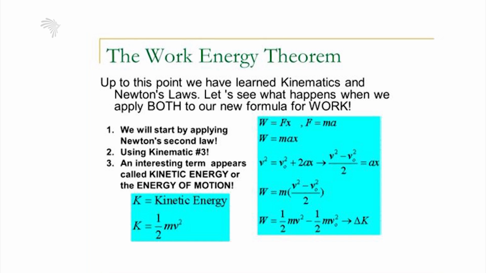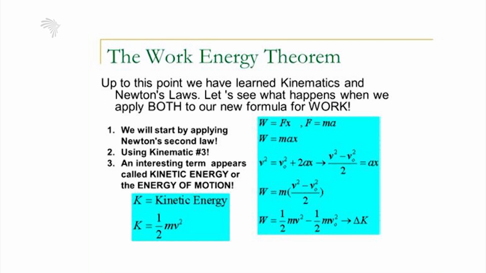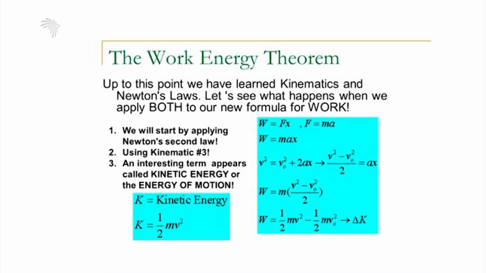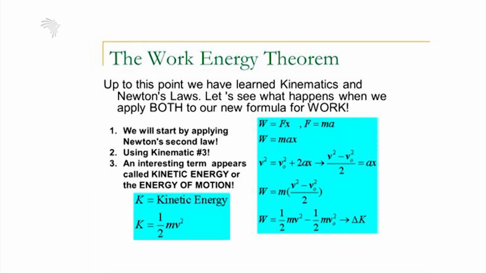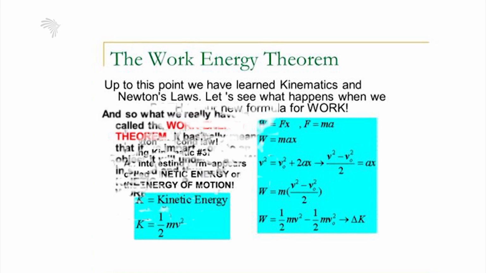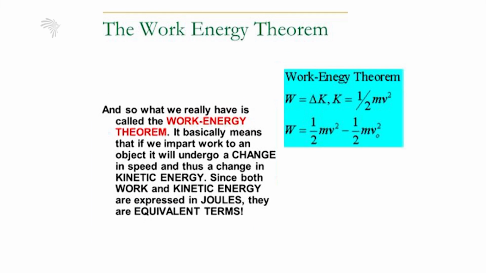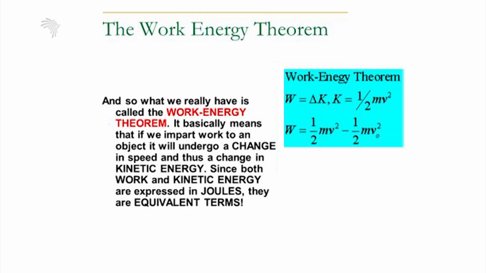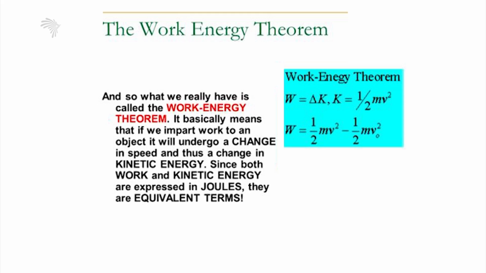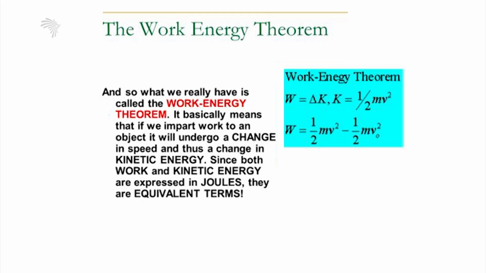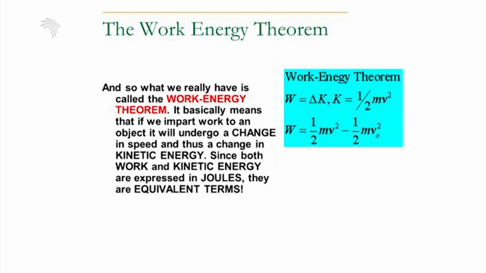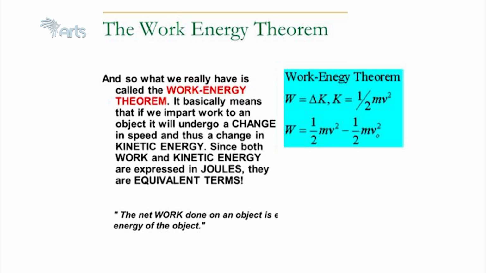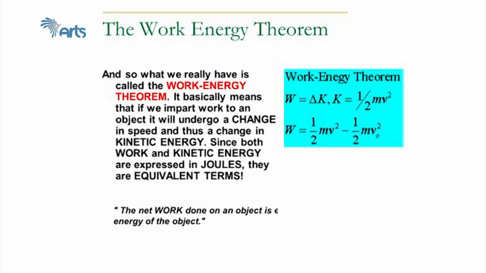But half mv final squared is the final kinetic energy, and half mv initial squared is the initial kinetic energy. When you deduct the initial kinetic energy from the final one, you get the change in kinetic energy. And so what we really have is called the work energy theorem. It basically means that if we impart work to an object, it will undergo a change in speed, and thus a change in kinetic energy. Since both work and kinetic energy are expressed in joules, they are equivalent terms. This work energy theorem states that the net work done on an object is equal to the change in kinetic energy of the object.